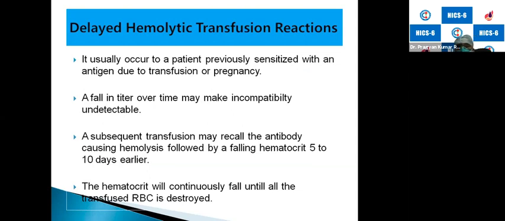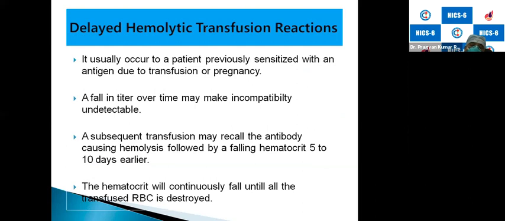There's another reaction called delayed hemolytic transfusion reaction. I'll go quickly through it because we do not encounter it often in the ICU. It occurs in patients previously sensitized with antigen due to transfusion or pregnancy. A fall in titer over time may make incompatibility undetectable. A subsequent transfusion may recall the antibody, causing hemolysis followed by a falling hematocrit 5 to 10 days later.